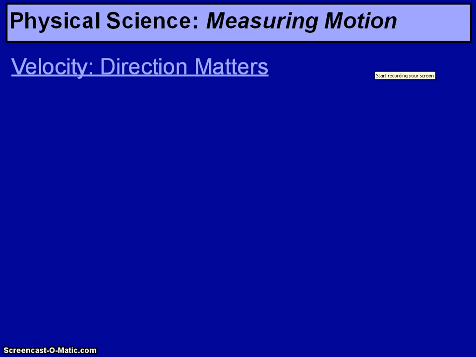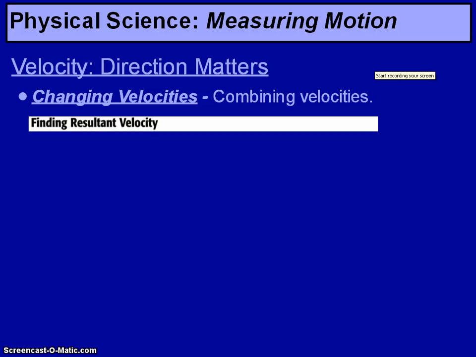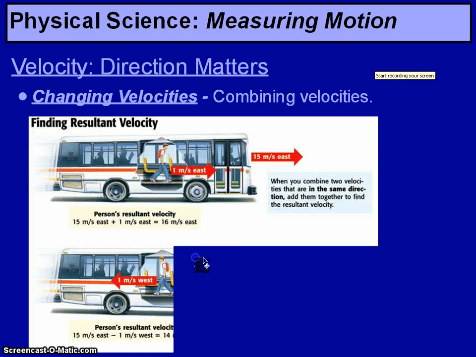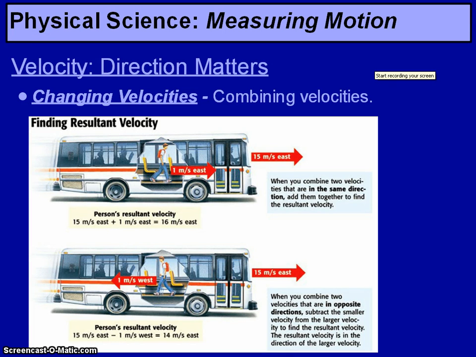All right, now let's continue on to our next topic, where we're still talking a little bit about velocity. So what happens when we change our velocities, or when we have two separate velocities? Okay, so let me show you how that works. Now, we've got this little situation here with a bus. Okay, so we got a man on the bus who is traveling in an easterly direction, right here. And the bus itself is also moving east.